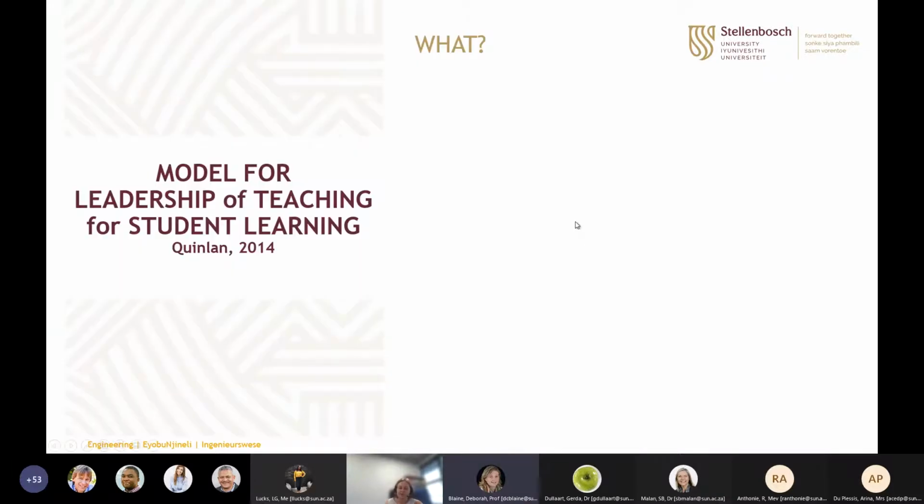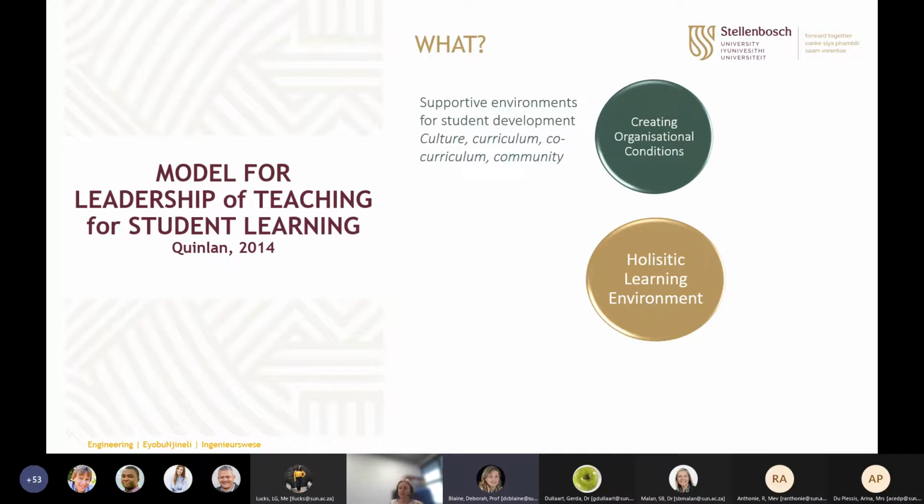Okay, so the first model that I'm going to talk about is Quinlan's model for the leadership of teaching for student learning. When I first read this paper, I really liked this model. It is trying to create a holistic learning environment, and it's embedded in the know-be-do framework where you want to create a systemic environment. Your organizational conditions must be conducive for student development. So this is not only your curriculum, this is your institutional culture, your co-curriculum, community engagement, community within the university, and so on as well.